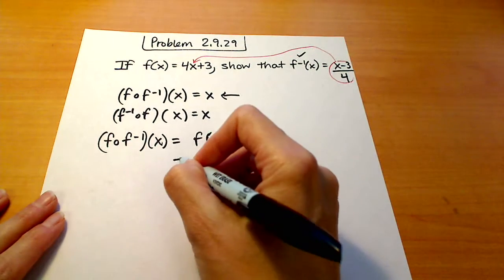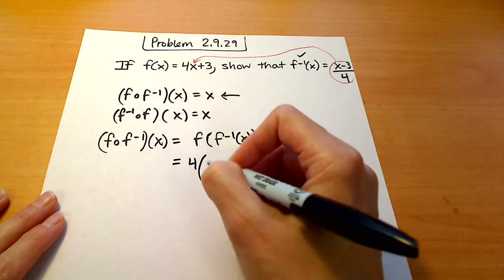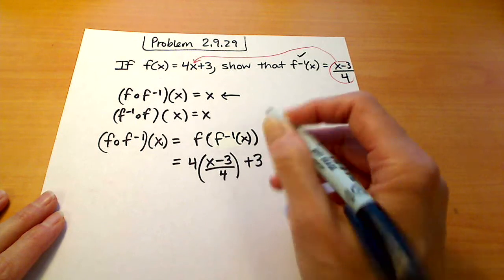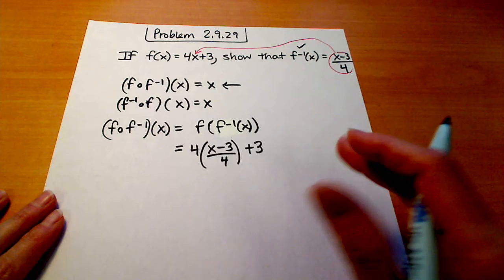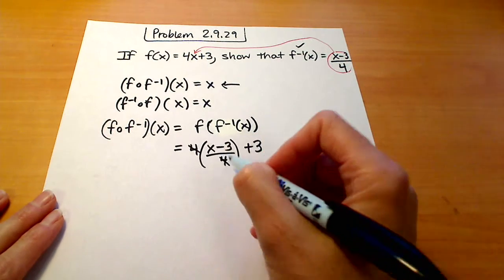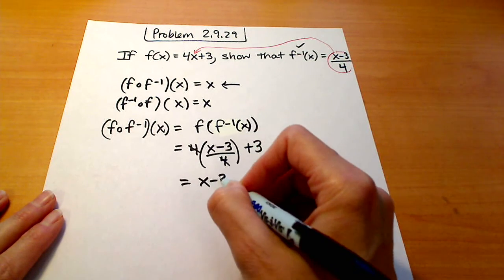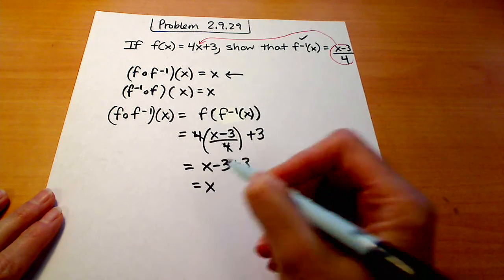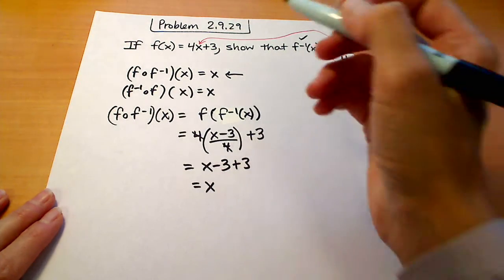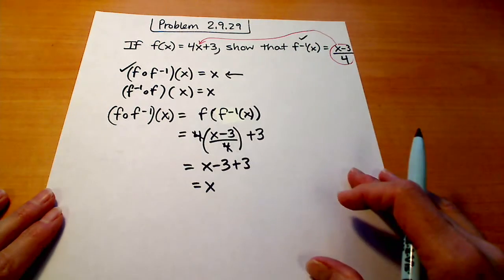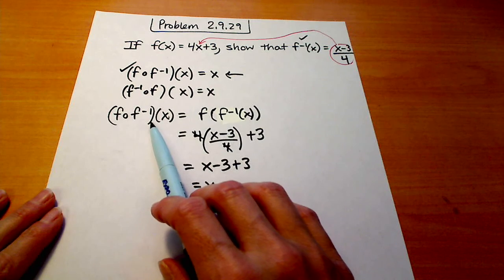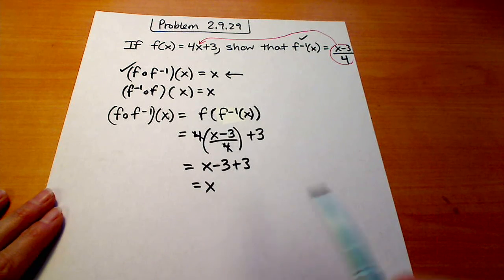Okay, so when I do that, then I'm looking at 4 times x minus 3 over 4, and then plus 3. And if we simplify here, 4's will cancel. We're left with x minus 3 plus 3, which is x. So this one is checked off. We've shown that when we compose f with the inverse in this direction, that we end up with x.